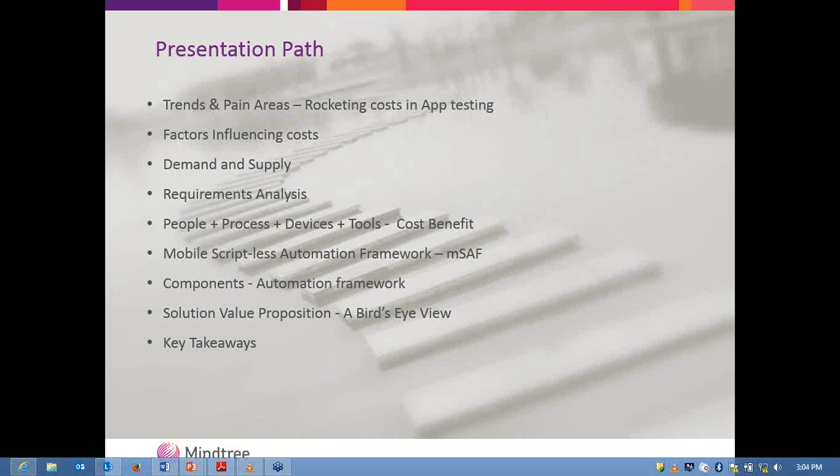Requirement analysis, how do we scope out or scope in some of the requirements with respect to costing and things like that. So people, process, device, tools, over these attributes benefiting in common to the cost benefits. I hope I'm audible to everyone. This is followed by one of the automation frameworks called mSAF. mSAF stands for my mobile scriptless automation framework. Its architecture and bird's eye view of the solution, value proposition, followed by key takeaways. All right. Thanks again. Moving on to the presentation slide.